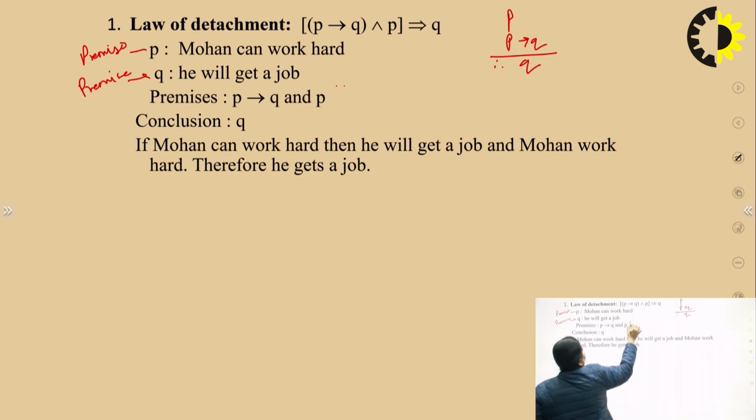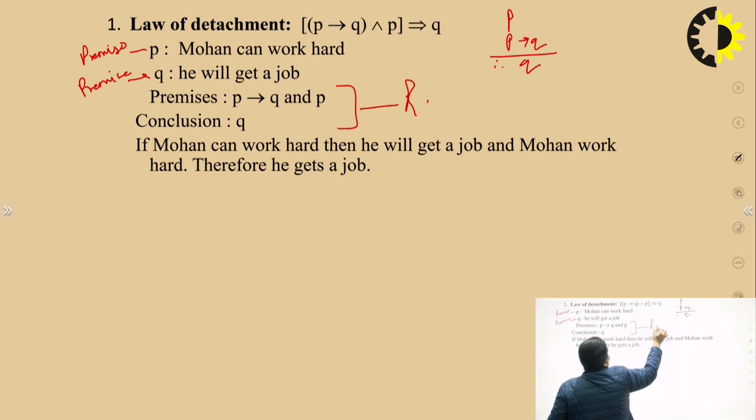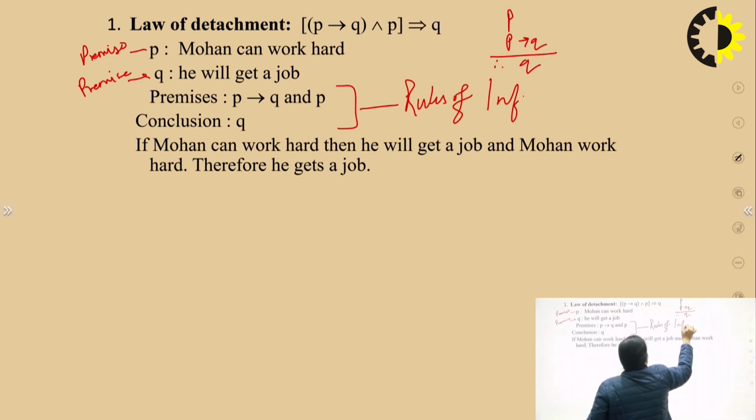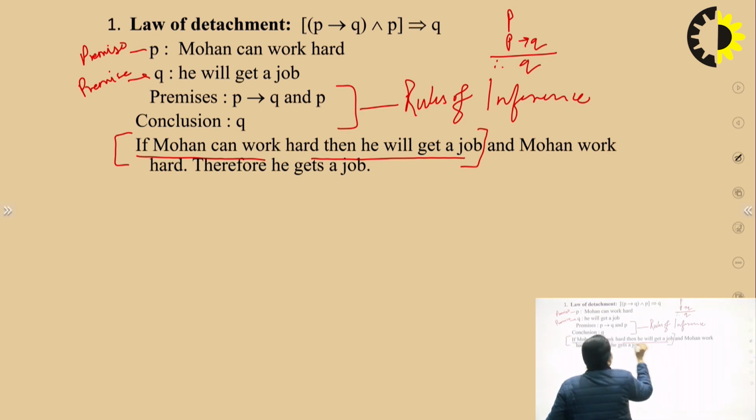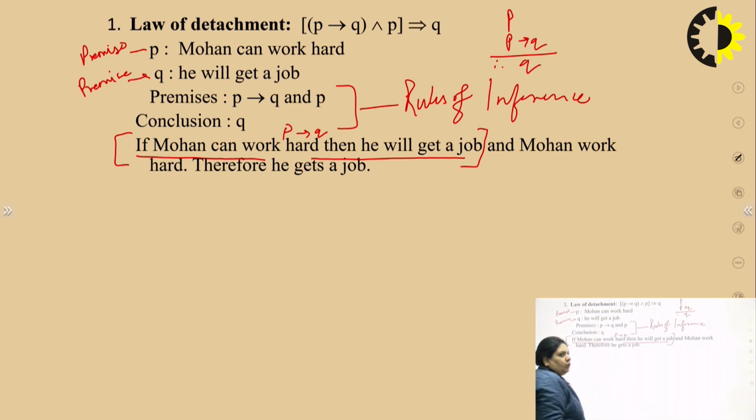That is, for rules of inference, so what we are having? We are combining. First is P conditional Q. If Mohan can work hard, then he will get a job. This is P conditional Q. If Mohan can work hard, in P we are having Mohan can work hard, and in Q we are having he will get a job. So what we are doing? If Mohan can work hard, he will get the job.